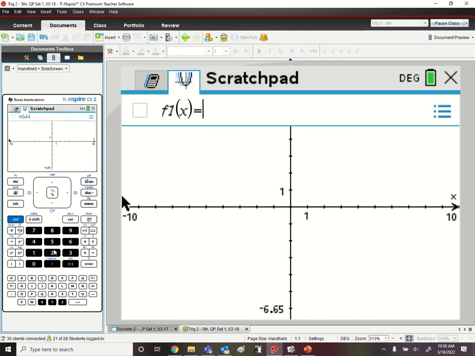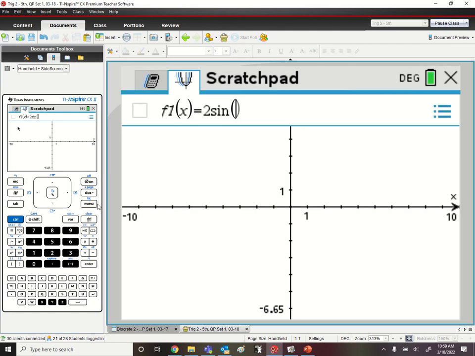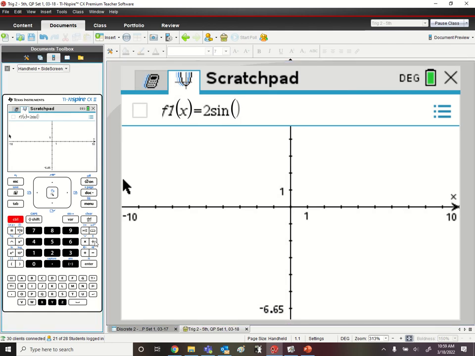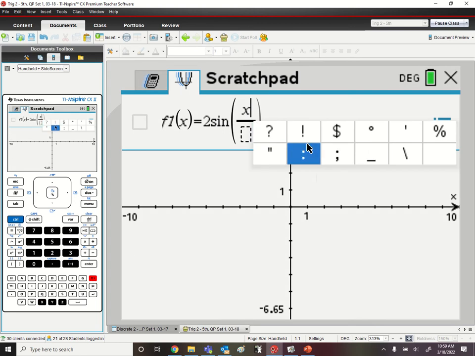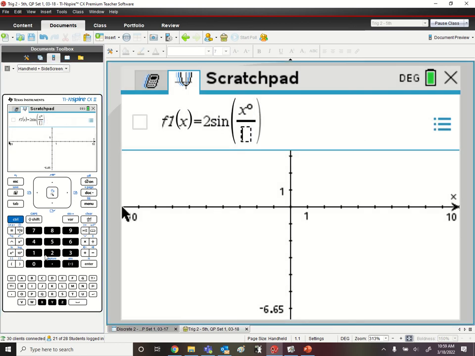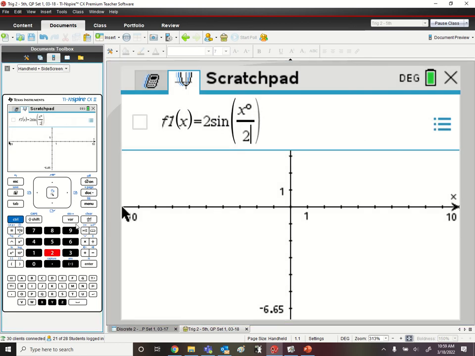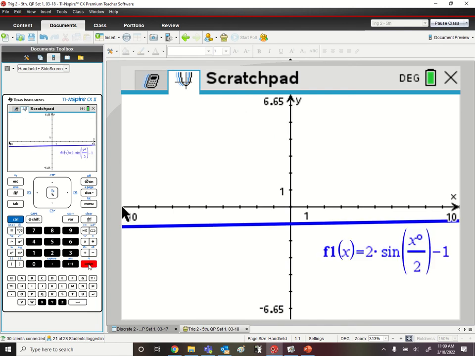And I have 2 sine, control divide, because I'm setting up my fraction. Control divide, that's always going to be helpful there. I got x degrees over 2, close, minus 1. Is that correct? Minus 1? And we go through and change our windows.